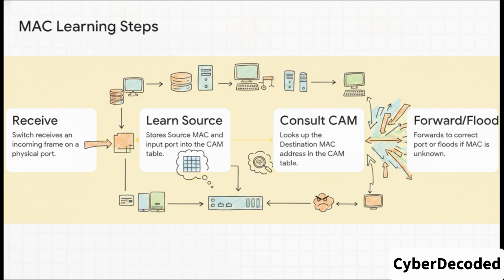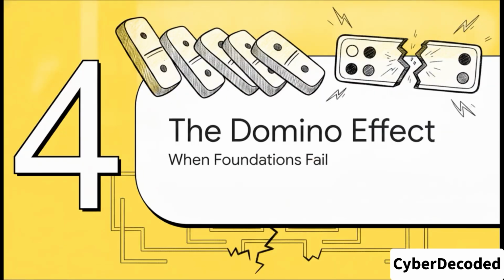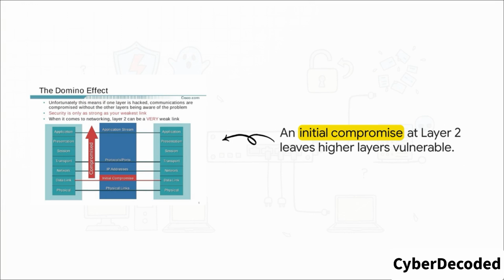It temporarily falls back to acting like a dumb hub until the target replies, and the switch can finally learn its location. Keep that specific flooding behavior tucked in the back of your mind. Time for Section 4, the domino effect. We're pivoting now from how the switch works to exactly how it breaks.